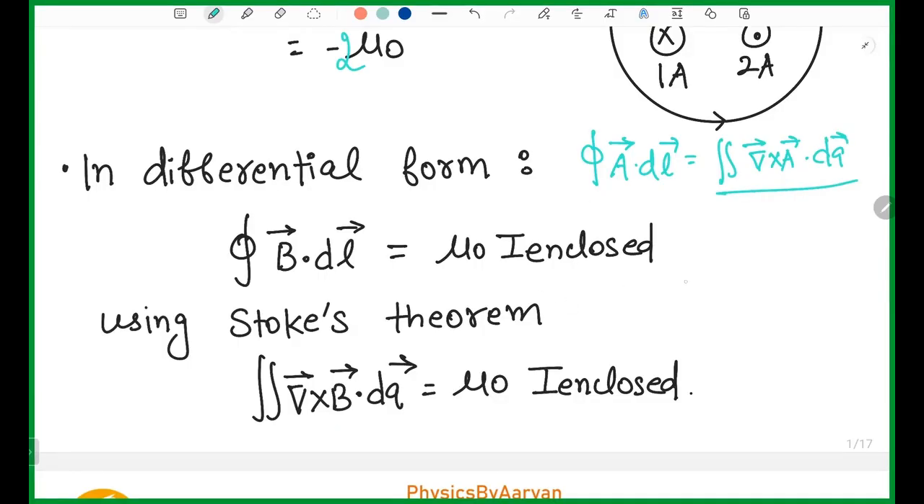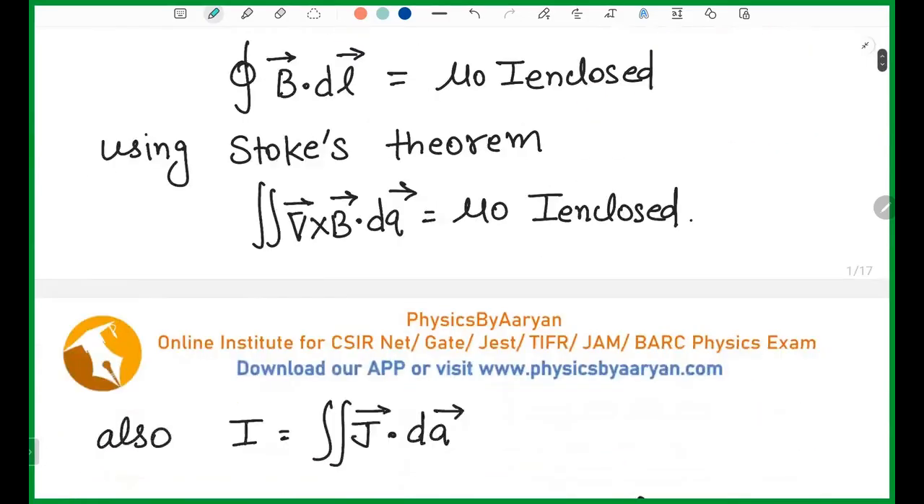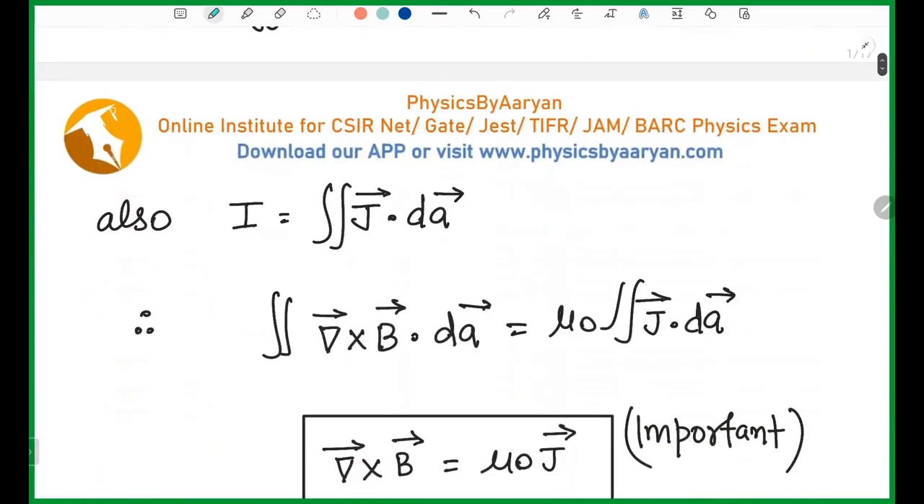On the right hand side, I have kept mu naught I enclosed. Now the enclosed current can be written as J dot dA. J is the current per unit area, and I multiply it with the area to get the small current dI. If I integrate it, I get the total current. So the current can be written as the integral of J dot dA, where J is the current density.